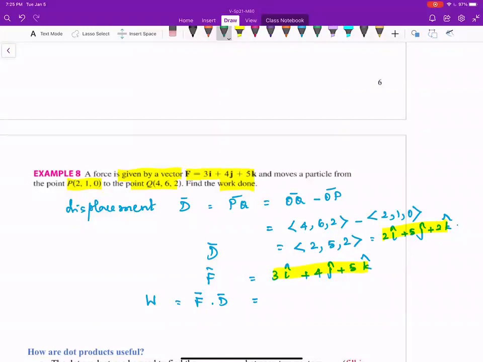So this is going to be equal to 3 times 2, which is 6, plus 4 times 5, which is 20, plus 5 times 2, which is 10. So it is 36. In case the unit of length was given as meters and force was given in newtons, then you would say that the work done is 36 newton meter or joules. But here the units are not given, so we can leave the answer the way it is.